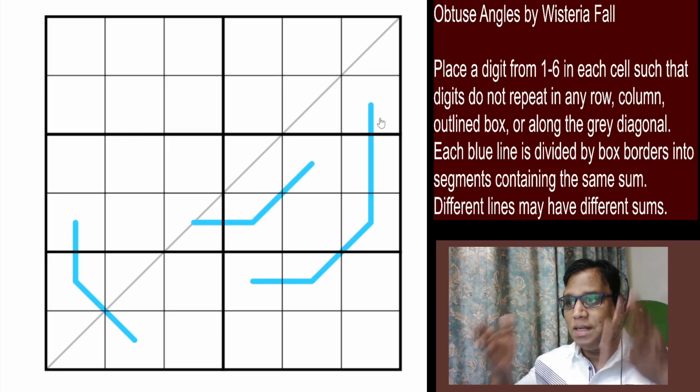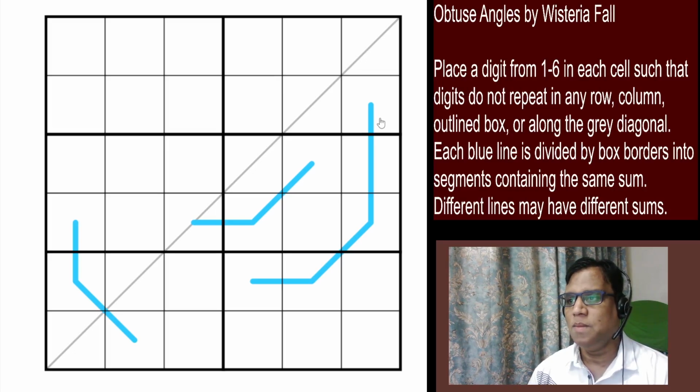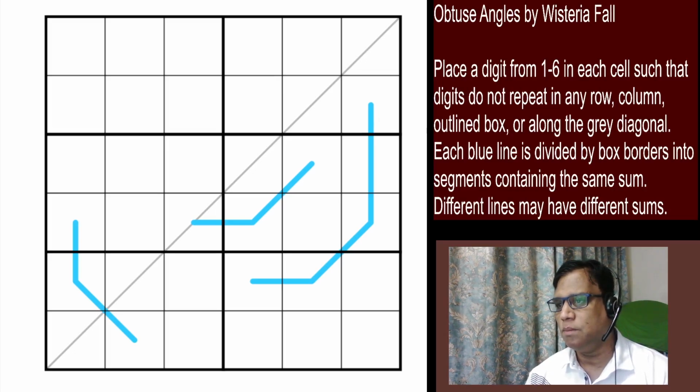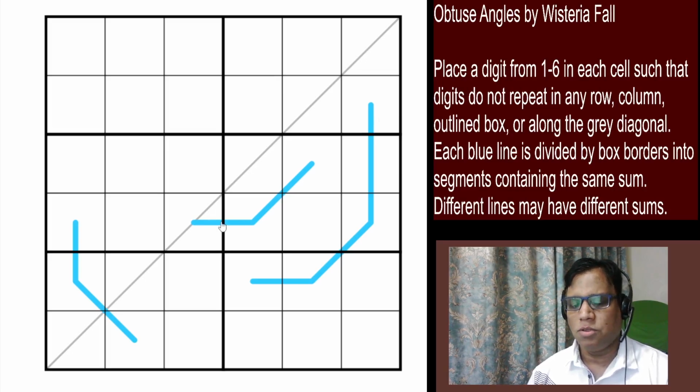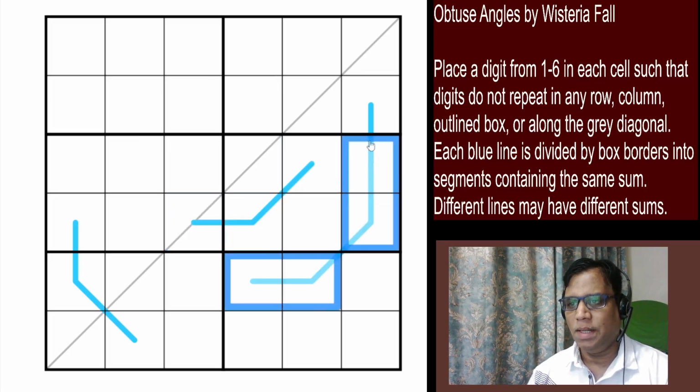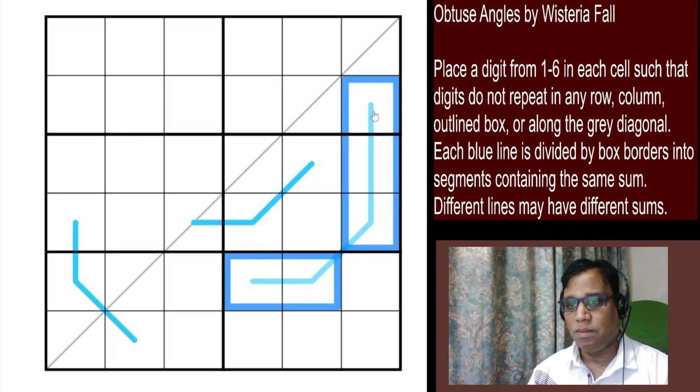I am Manoj Ransing and today we are going to do this puzzle. This is named Obtuse Angles and it is by Wisty Fall. This puzzle has 1-star difficulty. 1-star means actually very easy. But when I was following this, I don't think it is 1-star.